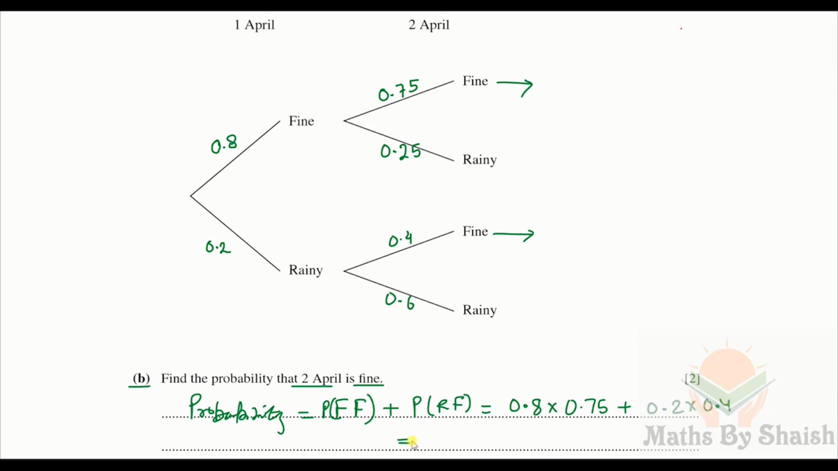and we will get this value. This total value is 0.68. So the probability that on 2nd April it is fine, that is 0.68. I hope it is clear. Let's do the C part of this question.